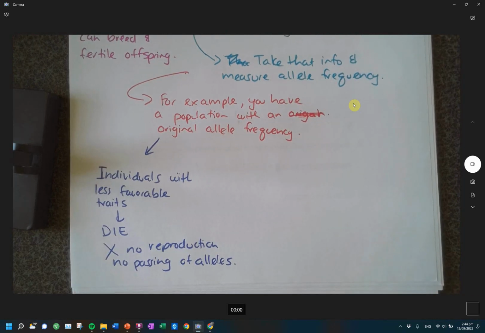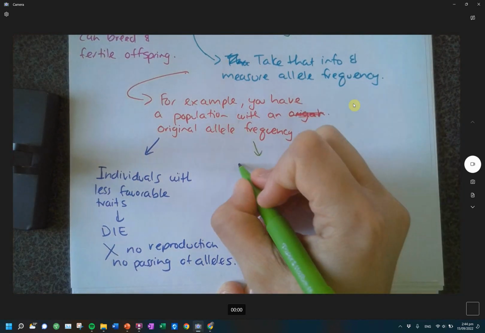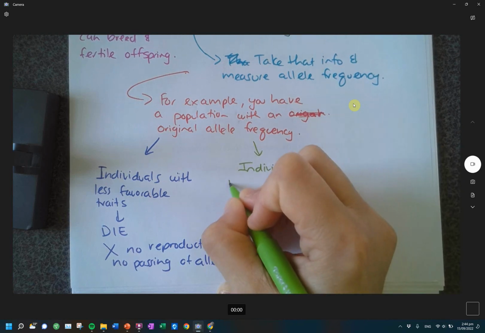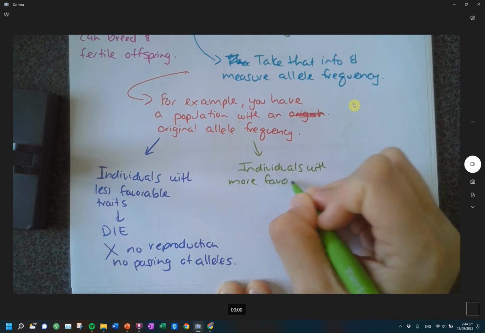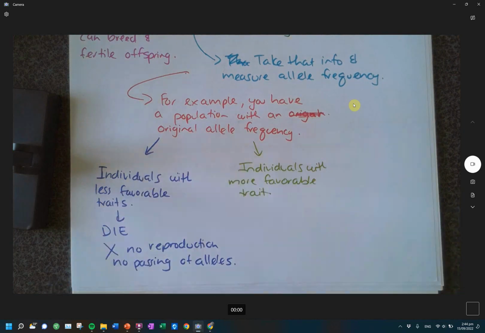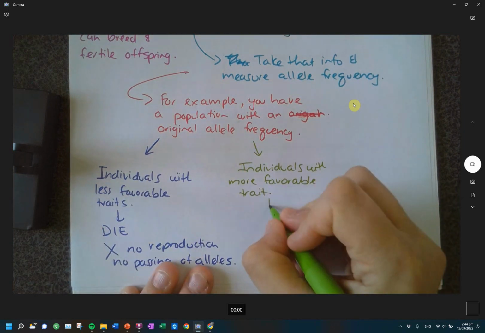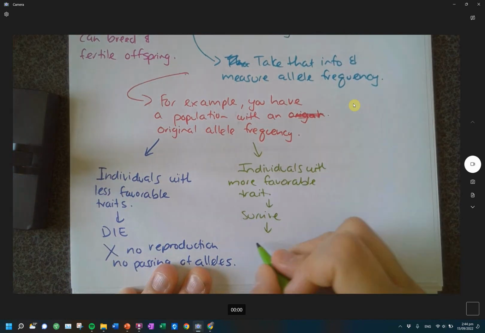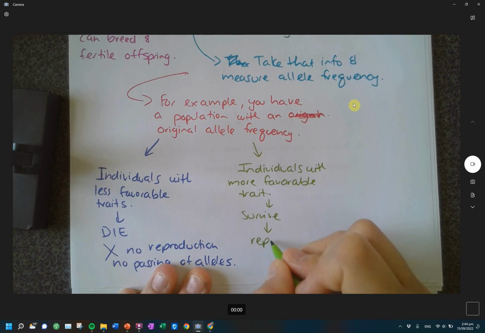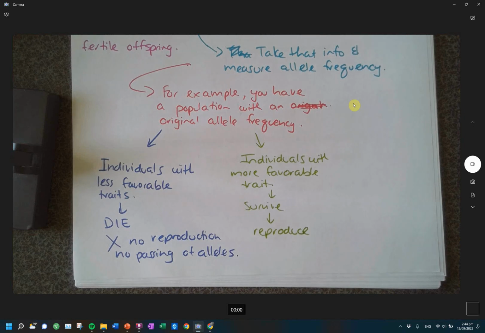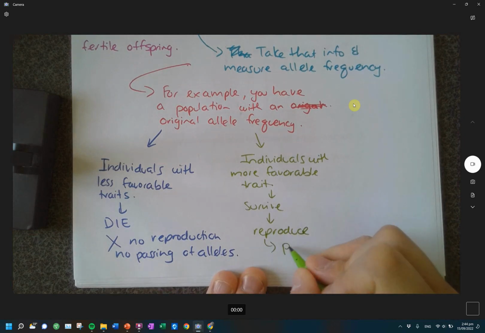All right, next option that we want to talk about is favorable ones. So if they have a more favorable trait, do you think they're going to live? Yeah, they're going to survive. If they survive, will they be able to reproduce? Hopefully. They should hopefully be able to reproduce. There could be other selective pressures that prevent them from reproducing. And then if they reproduce, they pass on their alleles.